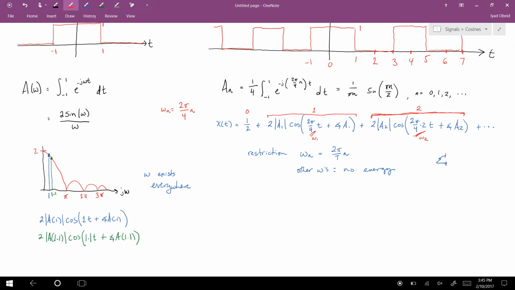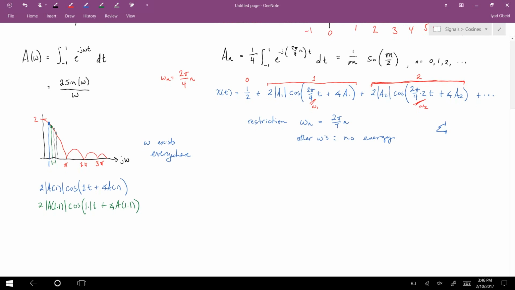And what else do I do? I'm probably going to have a point here. Okay, that's going to be a cosine, and that's going to be a cosine. And I forgot that between 1 and 1.1, I could also put a cosine there. In fact, there's an infinity of cosines.